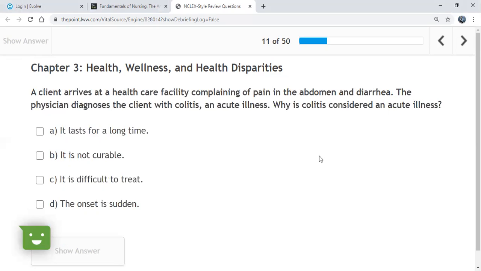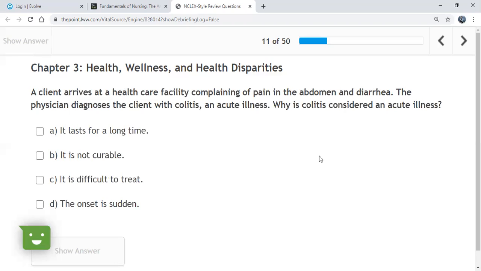All right, a client arrives at the healthcare facility complaining of pain in the abdomen and diarrhea. The physician diagnoses the client with colitis, an acute illness. Why is colitis considered an acute illness? So here's your choices. It lasts for a long time. True or false? Is that a criteria of being an acute illness, lasting for a long time?